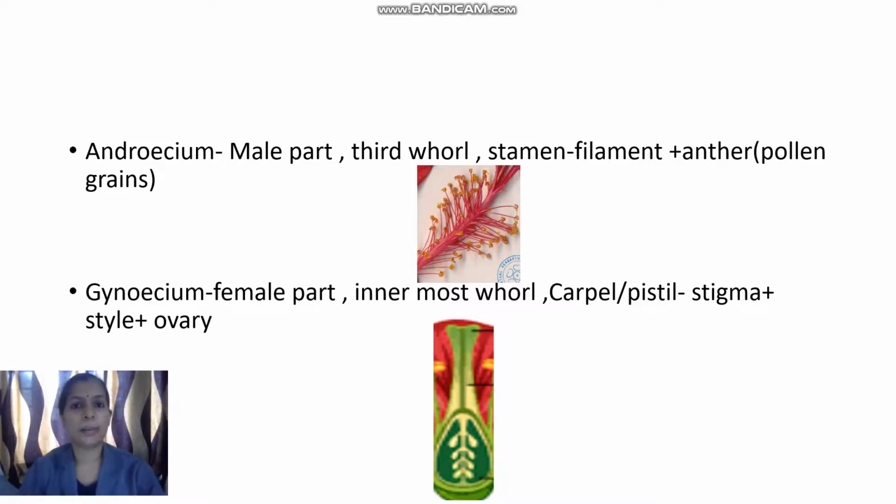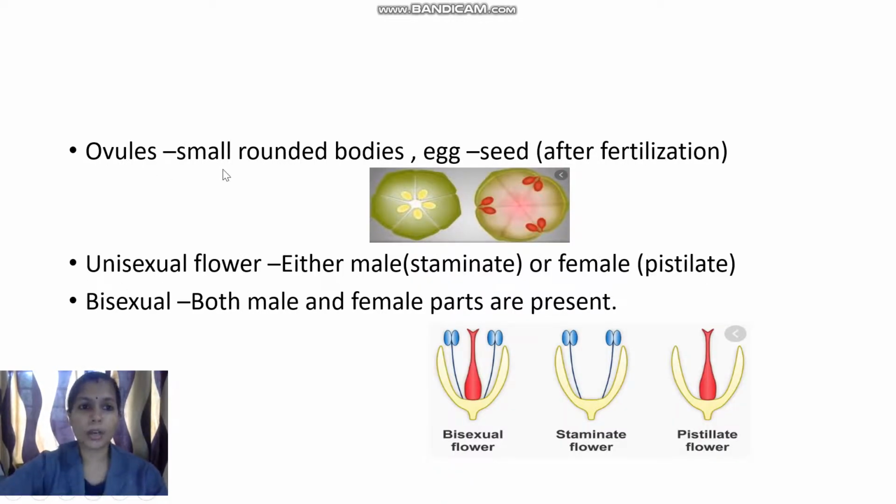Next it is gynoecium, that is the female part, and it is the innermost wall of the flower. It is otherwise known as carpel or pistil, and it contains the stigma. This upper part is called the stigma, where pollen grains fall. And the style, this is what? Tube-like structure. And here you can see the ovary. Ovary contains small minute granular structures, that are called as what? Ovules. You can see here ovules, small rounded bodies. They contain the egg, and after fertilization these ovules are transformed into what? Seeds.